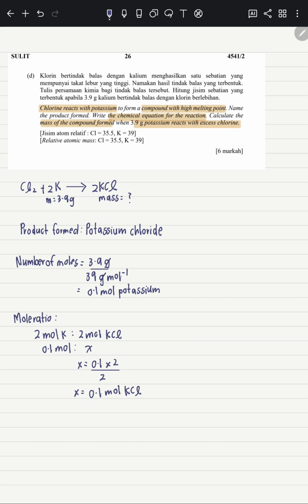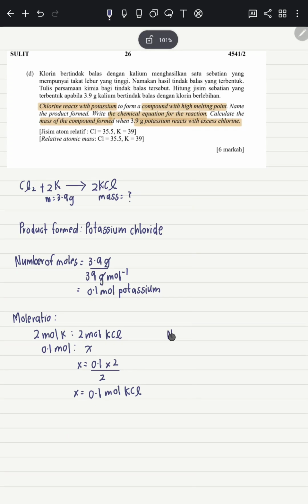But now you want the mole or you want the mass? You want the mass. You want the mass of KCl. So you have to use the formula back. Number of moles equal to mass over molar mass. Okay, so your number of moles is 0.1 mole and your molar mass for KCl. So K plus Cl, so K is 39, Cl is 35.5, and the unit is gram over mole.